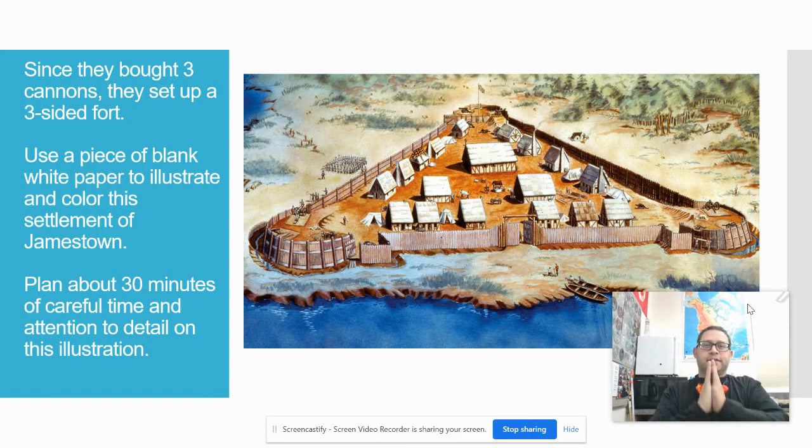I want you to take some time. You can use rulers, templates, whatever you want. The only thing you can't do is hold it over your screen and trace. But you can use however you want to recreate your own illustration of the Jamestown settlement. It should look something like that. Go ahead and use some color in it, and use about 30 minutes of careful attention to detail on this illustration. That's going to be the main assignment for today and tomorrow.